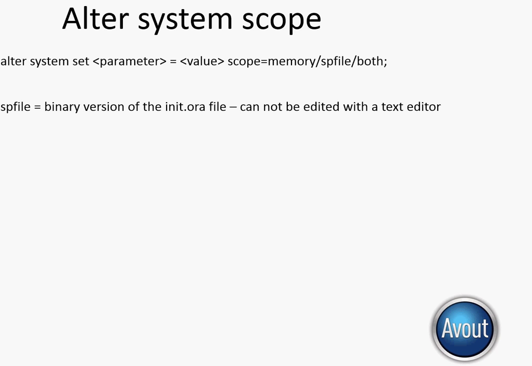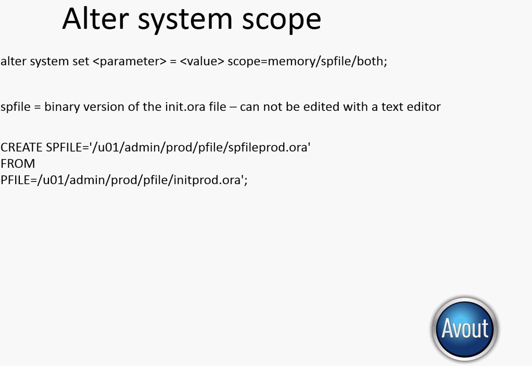So there's a real simple way you can go ahead and create an SP file if one isn't created for you automatically. The simple command is create SP file, and you specify an SP file name, and you say from the P file. And the P file in this example, the parameter file, is going to be your init.ora. And you can see in this example it's called init.prod.ora. You don't have to name it that, but that's a common way of doing it. Init and then the name of your database with an ORA extension.